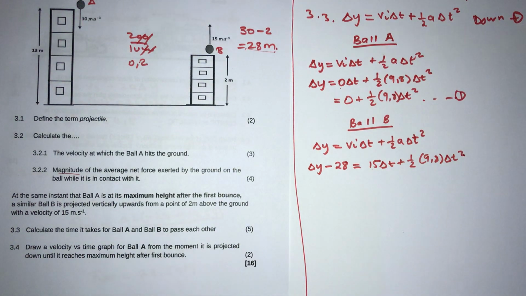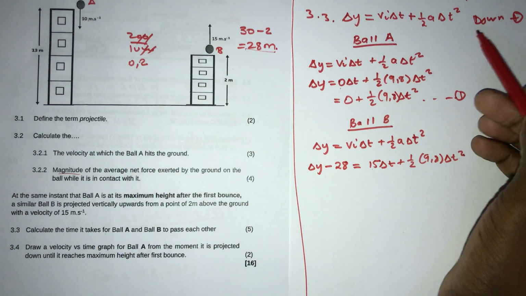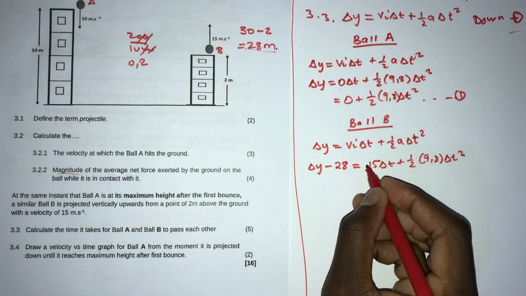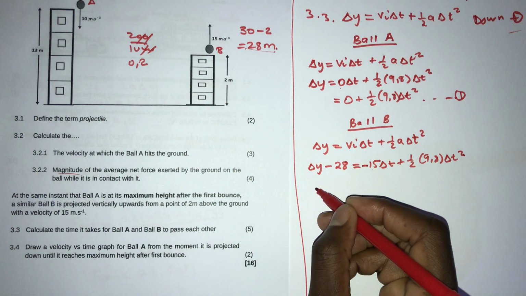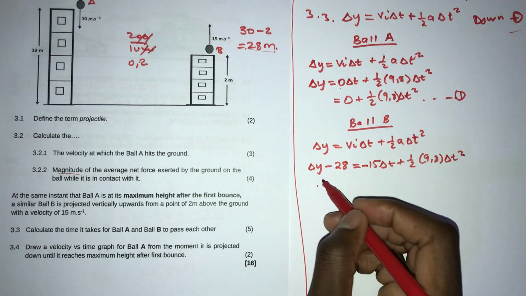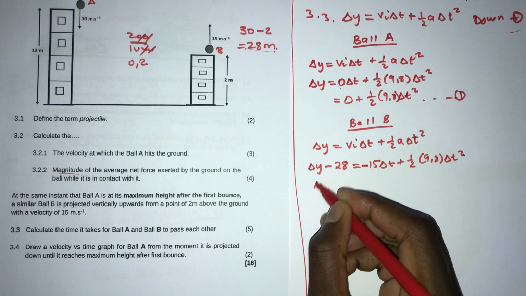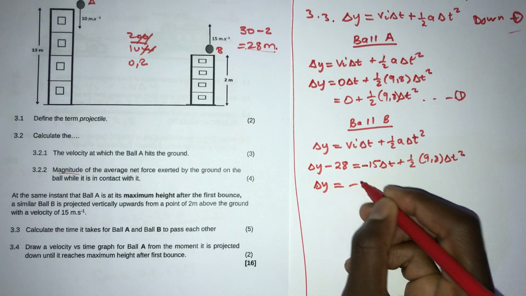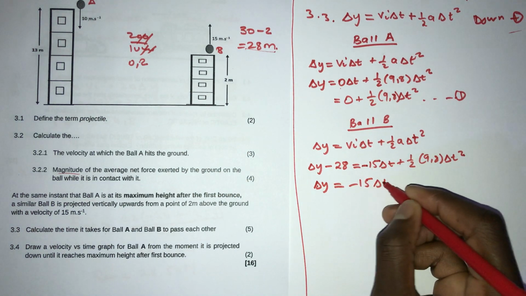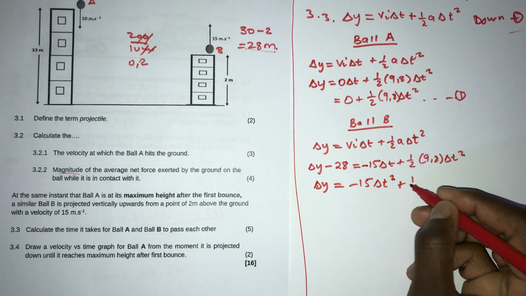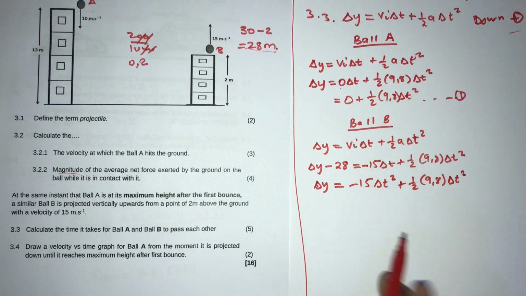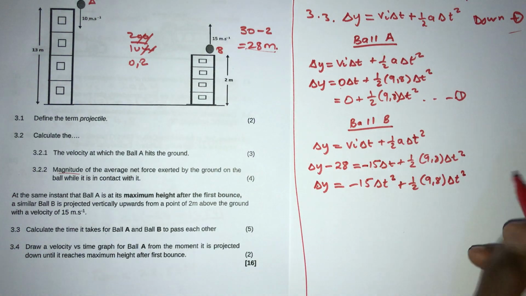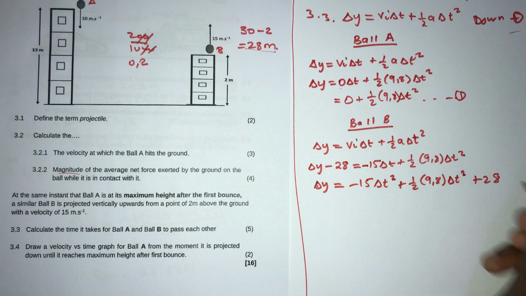15, since ball B was going up and we chose down as positive, this 15 is going to be negative now. Makes sense. So let's now make this one the subject of the formula. The change in y is equal to negative 15 change in time plus 1/2, 9.8, the change in time squared, and then we take 28 to the other side, and it will become positive 28.